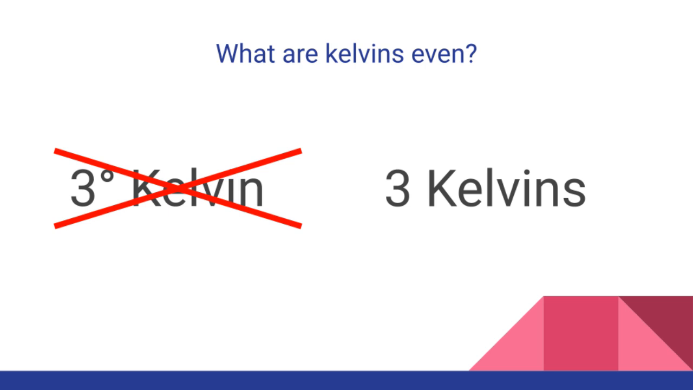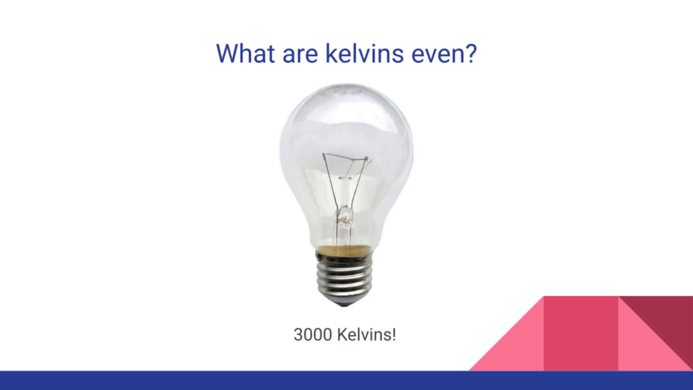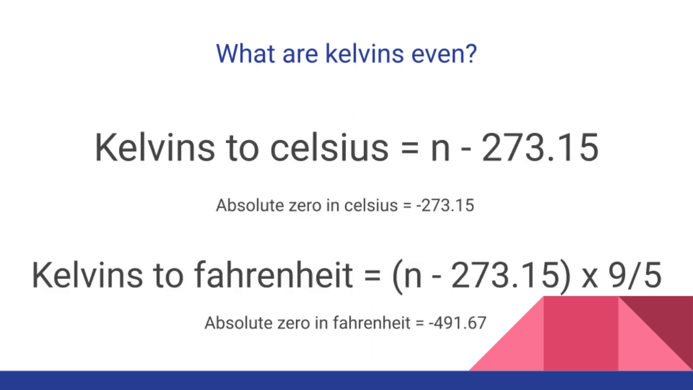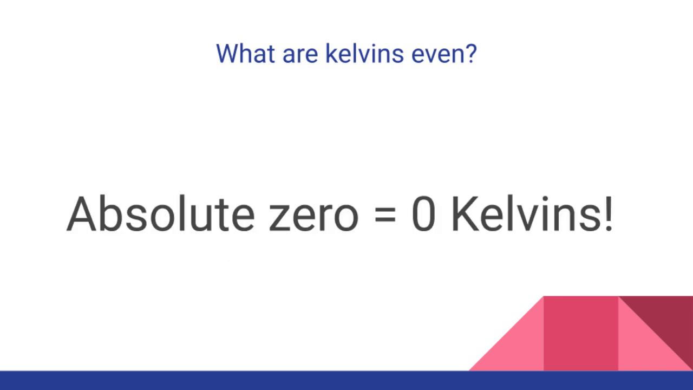Something like an old incandescent light bulb would produce about 3,000 kelvins, which is 2,726.85 degrees Celsius and 4,940.33 degrees Fahrenheit. The way to convert from kelvins to Celsius is to subtract 273.15 degrees from the kelvins unit you have, and to get Fahrenheit, do the same but multiply by 9/5. For a fun fact, the reason absolute zero is called what it is, despite being far into the negatives for both Celsius and Fahrenheit, is because it is exactly 0 in kelvins.